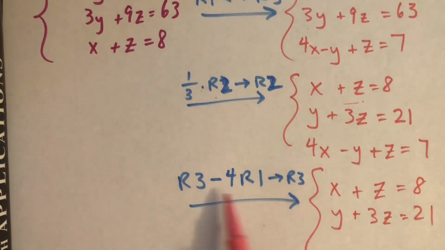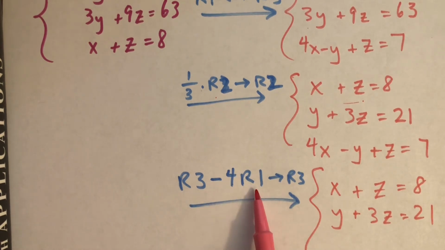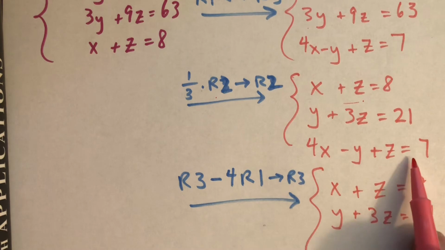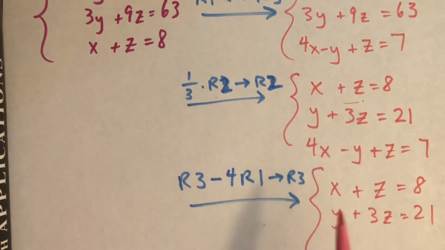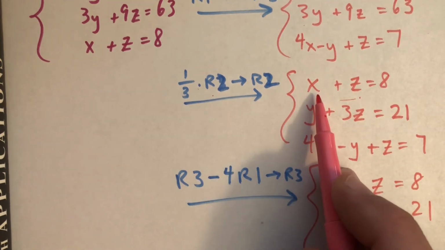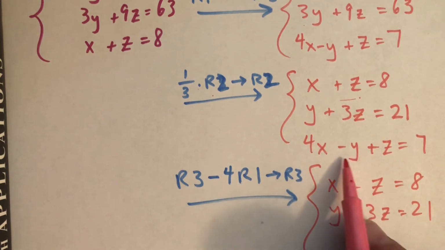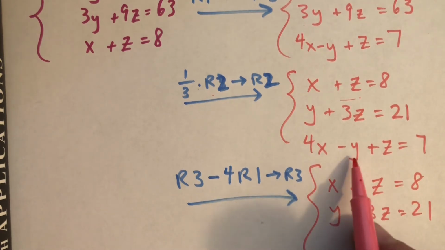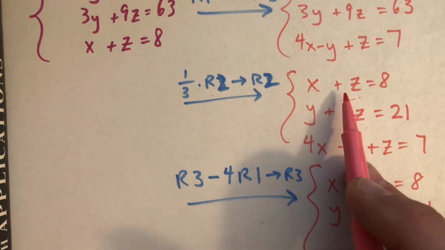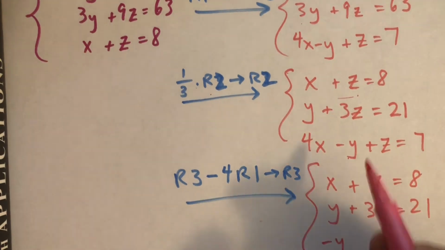Okay, and now I'm going to take row 3. I'm going to subtract off 4 times row 1. So I've got row 3 is here. I'm going to subtract off 4 times row 1. So I've got 4x minus 4 times x, so that's 0. And then I've got negative y minus the y term. Well, there isn't a y term here, so I'm not subtracting anything from that. I've just got a negative y there.